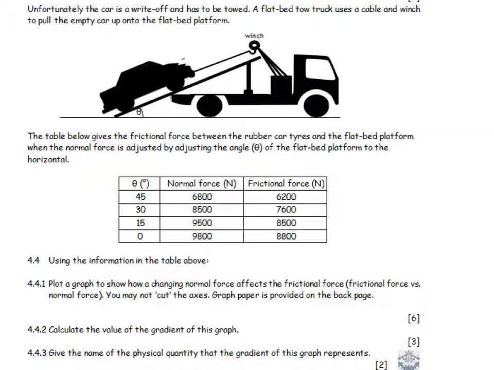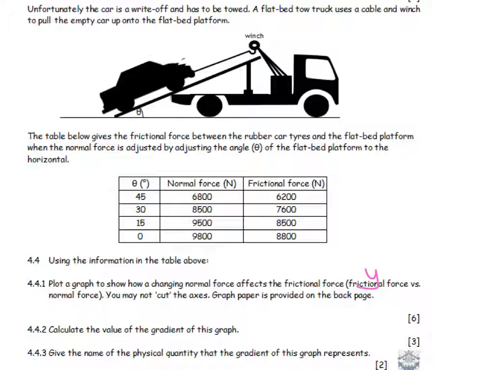Now we've got the car as a write-off and it has to be loaded onto a flatbed truck. There it is. The table gives me frictional force between the tires and the flatbed platform when the normal force is adjusted by adjusting the angle on the flatbed platform. Use the information. First you have to plot a graph. And the graph says show how the changing normal force affects the frictional force. And they very clearly say frictional force versus normal force.